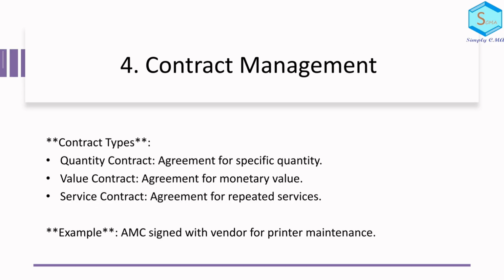Next step is contract management. Contracts are long-term agreements with vendors, often used to repeat the purchases or services. There are 3 types of contracts: quantity contracts, value contracts, and service contracts. These define what's expected under what terms and simplify repeated transactions by avoiding the need to renegotiate each time.